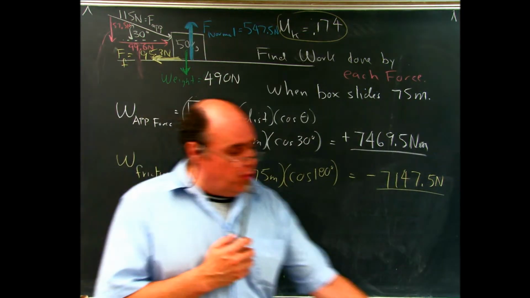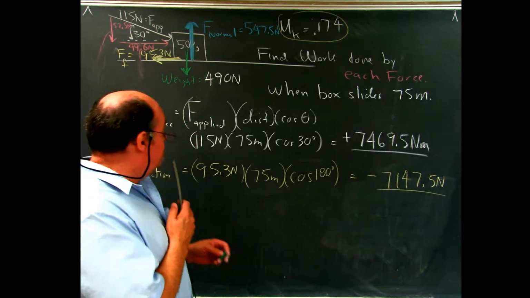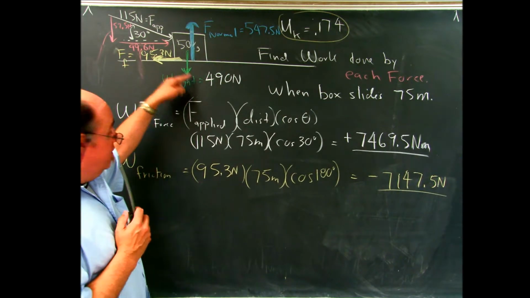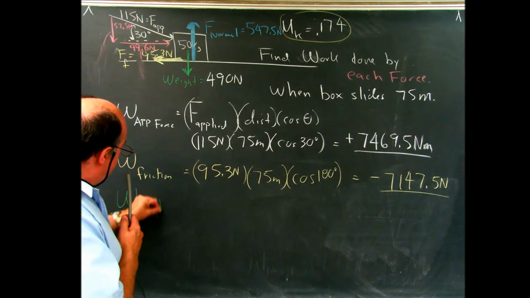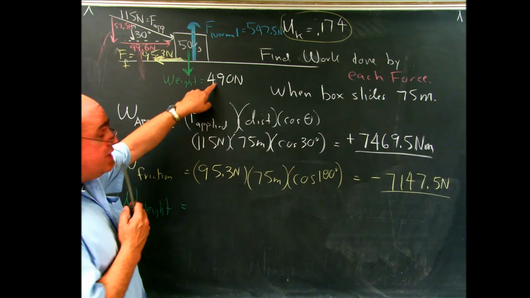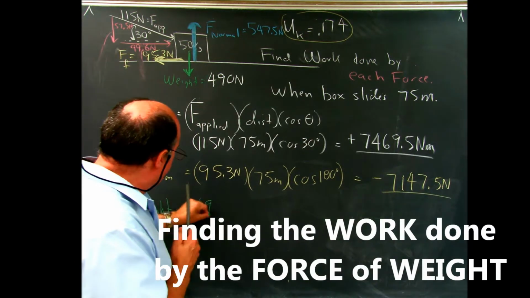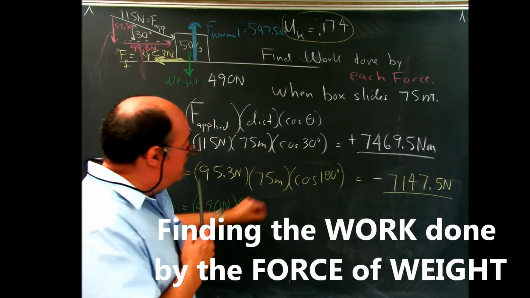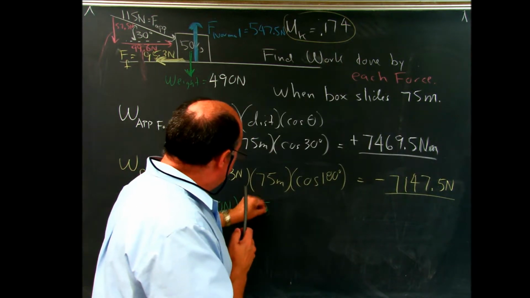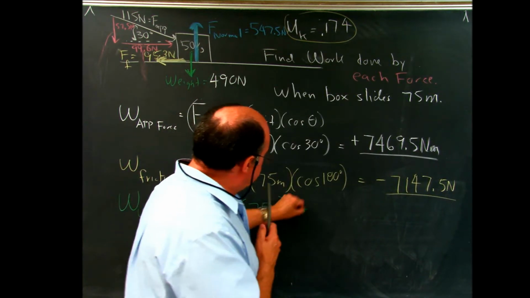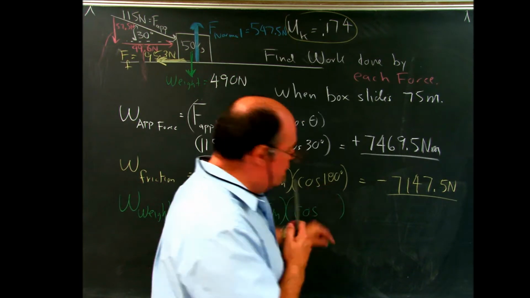Okay. What other forces do we have? Well, we have this force called weight. So we could figure that out. So the work being done by the weight is, well, the weight of this thing is 490 newtons. The distance the box is physically going to move through is 75 meters. The cosine. Now we need to figure out what angle we're talking about.